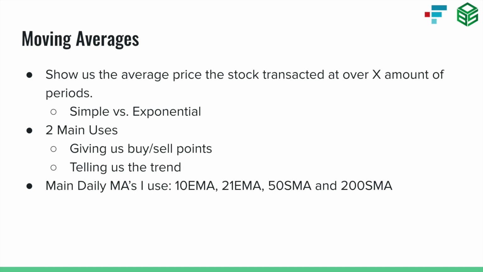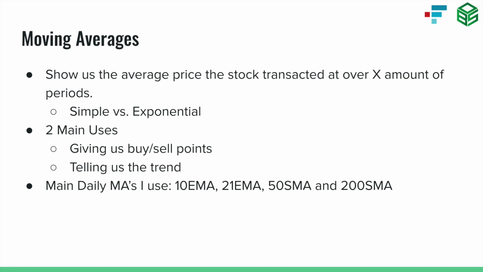So there are two main types of moving averages. We have the simple moving average and the exponential moving average. The difference between these is how the values are calculated. It's a little bit complicated, but all you have to know is that the simple moving average is a basic moving average. So all periods, which is a day, a week, whatever, are equally weighted. So if it's a 50-day SMA, simple moving average, the price from 50 days ago has the same weight on the average as the price today does.